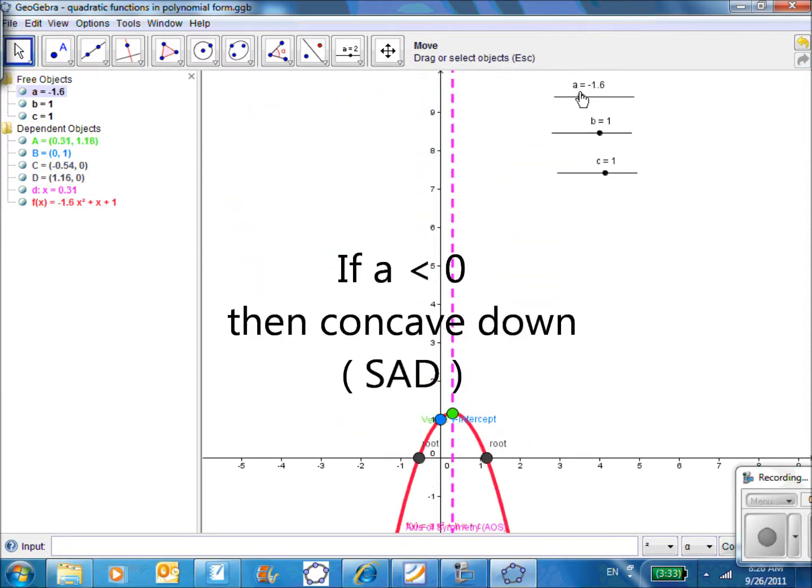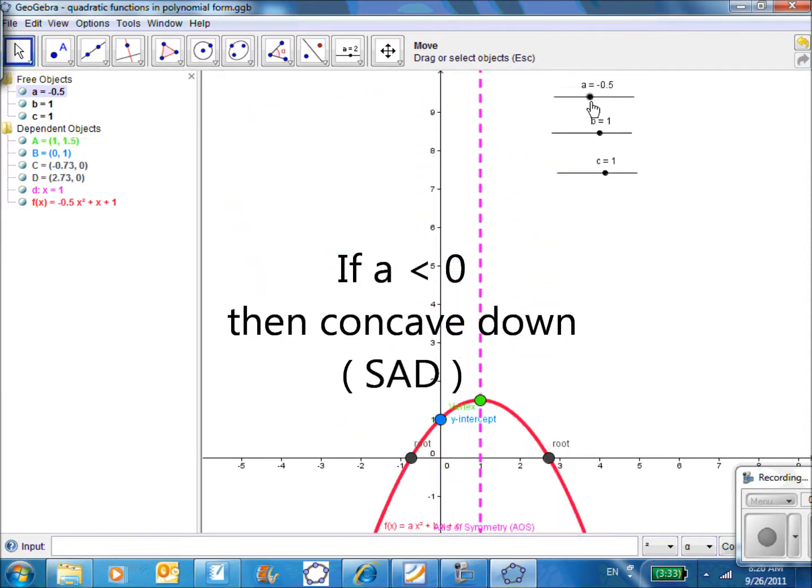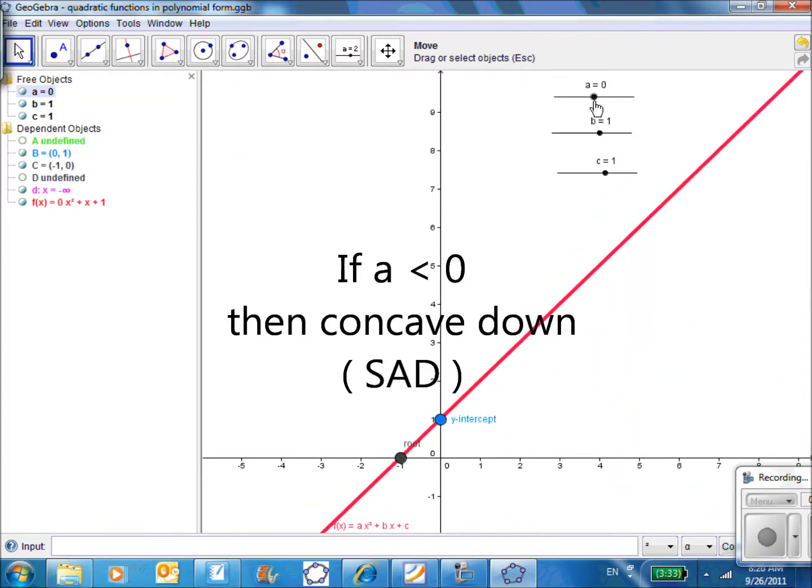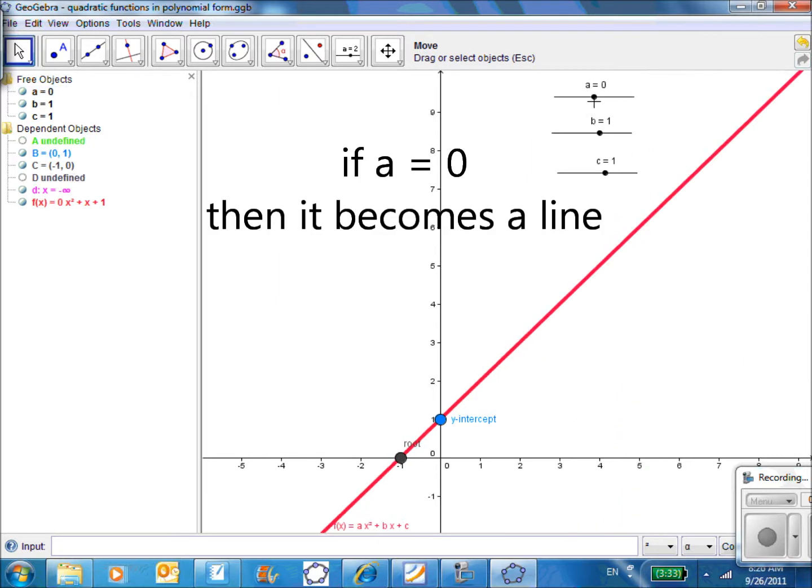Boom! What happened? When a becomes negative, it inverts the graph. And well, what's going on there? Oh, when a is 0, it's a line. What happens when a equals 0? It's a line. Okay. All right.